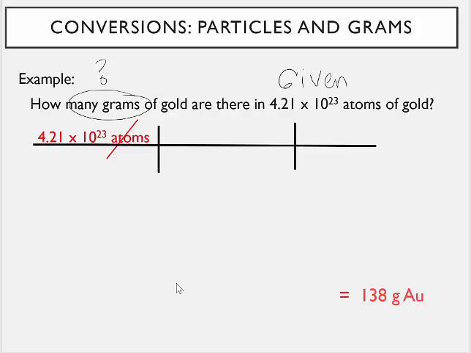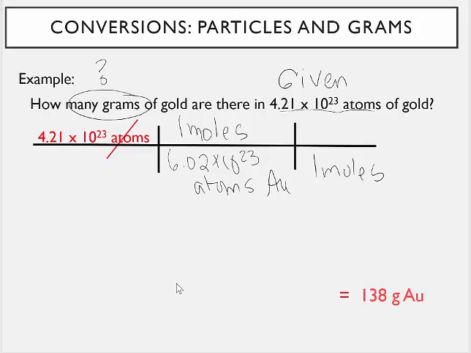So what I first have to do is get rid of my atoms. That would be where you put the number of particles. In this case, it's atoms of gold. And I know I have to go to moles first before I can move on to grams. Since mole was not mentioned in this question, I have to go to moles. According to the mole map, everything goes to moles first. Then once I have moles, I can get rid of moles, and I can end up with my grams, which is the question that I want.